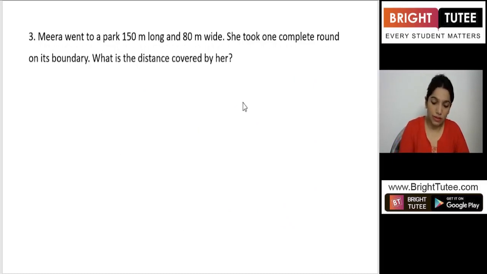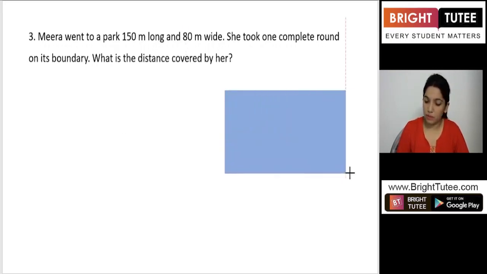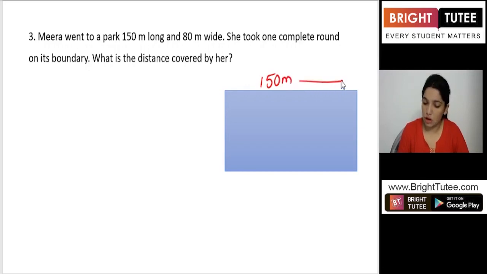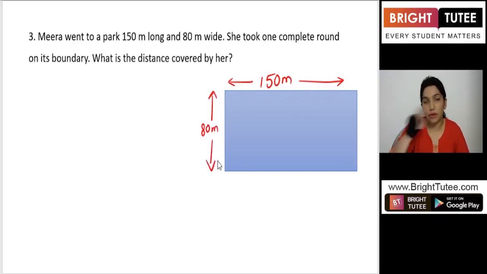So it says Meera went along a park. The park is usually rectangular in shape, and as we can see the measurements given here, it definitely shows that this particular park is rectangular in shape, as we are given that it is 150 meters long. So the longer length you have, this particular side we'll write as 150, and we are given the width as well. So width is here, it is 80 meters. Clear?